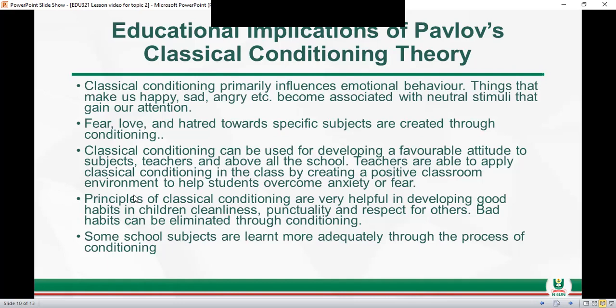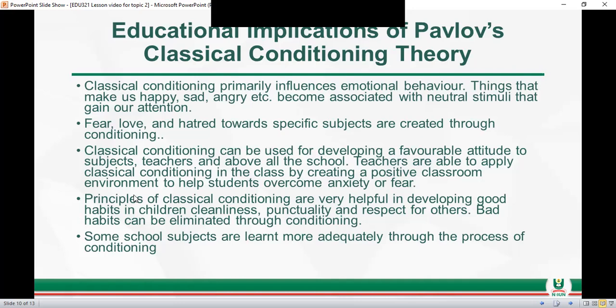Teachers are able to apply classical conditioning in the class by creating a positive classroom environment to help students overcome fear or anxiety. As teachers, we should be able to create a positive classroom environment so that students can enjoy learning and schooling. The fourth point: principles of classical conditioning are very helpful in developing good habits in children.